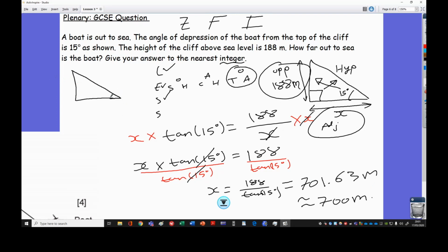So you might have a problem. If you look at this problem here, you might have been given that the cliff is 188 meters high and the boat is 700 meters out to sea. What is the angle of elevation of the top of the cliff from the boat? You might well get that as a question. Next lesson, we're going to find out how to do that.